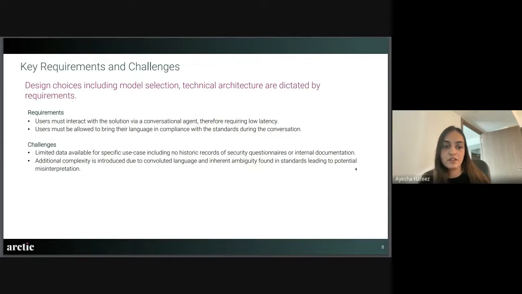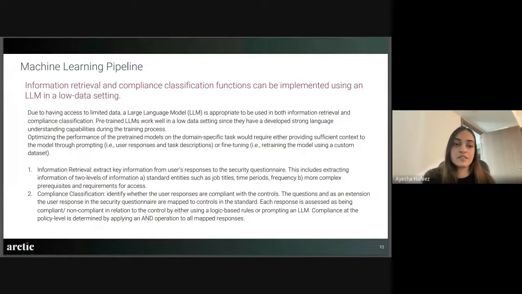Now, the first step is to frame this problem as a machine learning pipeline. This was divided into two steps. The first being information retrieval, which was responsible for extracting key information from the user's responses, namely the organization-defined parameters. This included two types of information: standard entities like job titles, time periods, and frequency, and more complex prerequisites like conditions for access, and requirements for access.